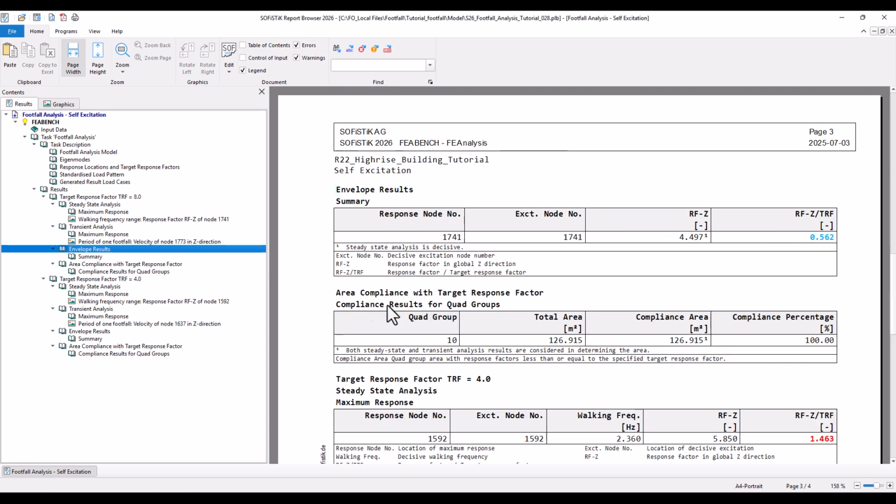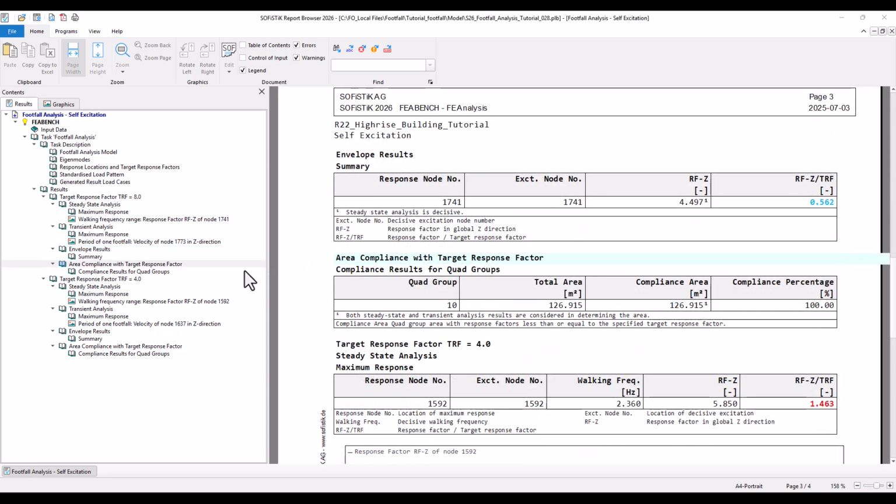The envelope results table provides a summary of both analyses, highlighting that the steady state analysis is the decisive one in this case. The final table, area compliance with target response factor, shows the percentage of the quadrilateral element group that meets the acceptance criterion. That is, areas where the response factor is less than or equal to the target value. For the hallway, the results show that 100% of the area satisfies the check.